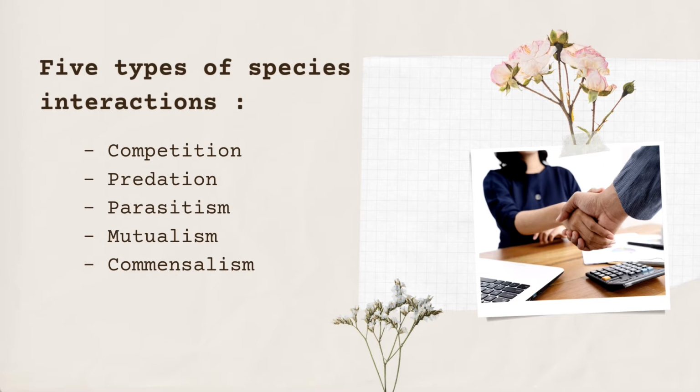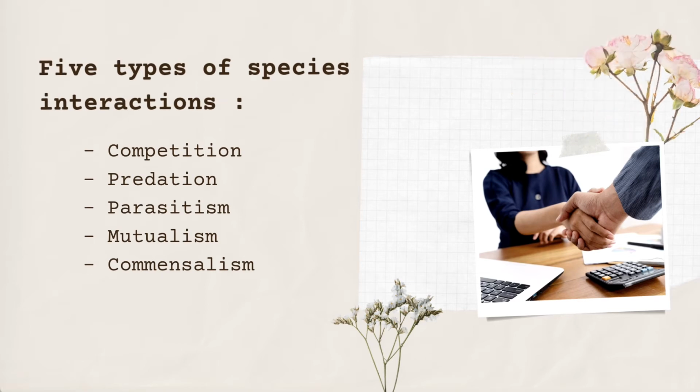The third one is parasitism. Parasitism occurs when one organism feeds on the body of or the energy used by another organism, usually by living on or in a host. The fourth one is mutualism. Mutualism is an interaction that benefits both species. The last one is commensalism. Commensalism is an interaction that benefits one species.